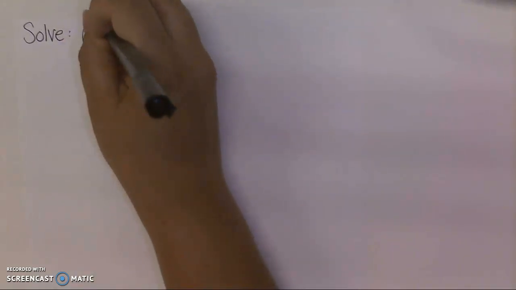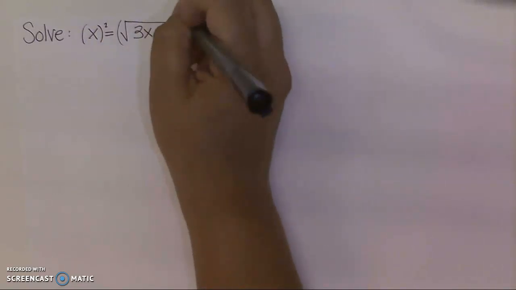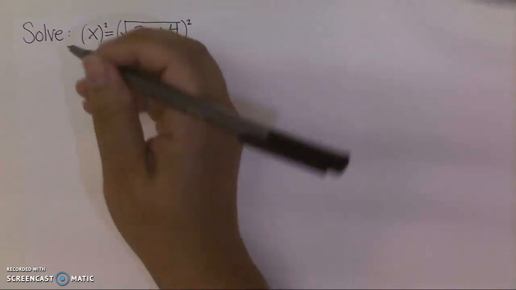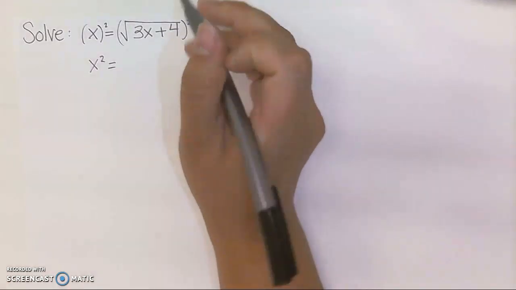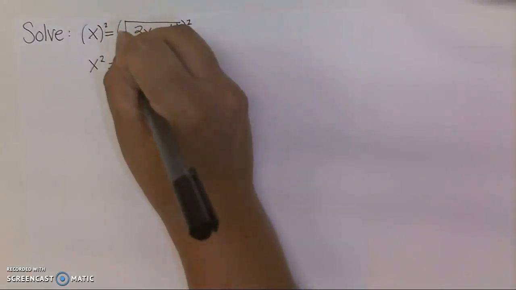So I am going to square both sides. And when I square x, I get x squared. And when I square this square root, I just get the radicand. So 3x plus 4.